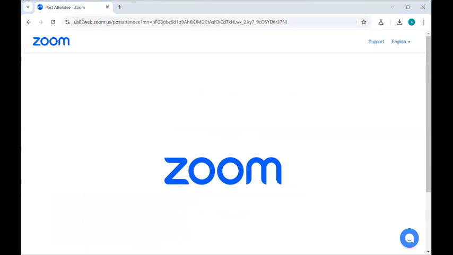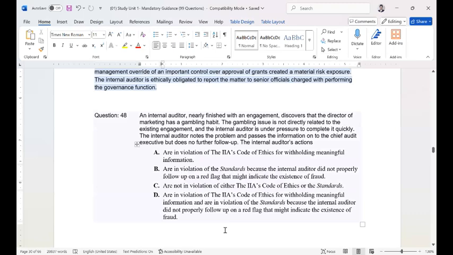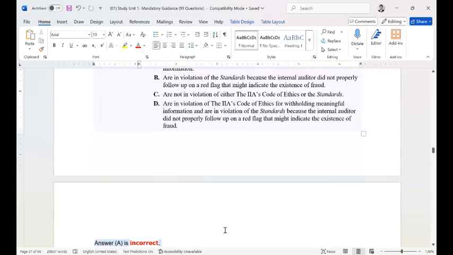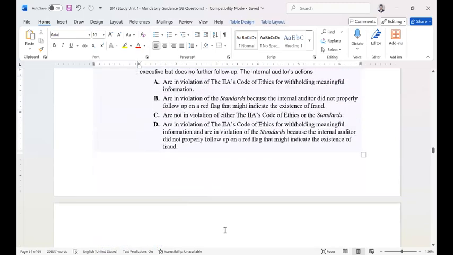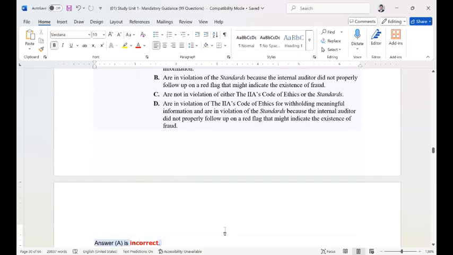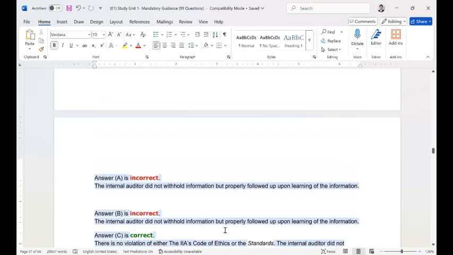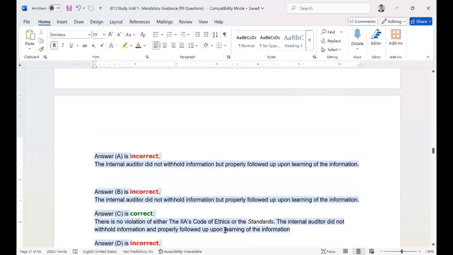But it passes information on to the chief audit executive, but does no further follow-up. So I suppose he has done his part as a junior auditor, and it's up to the CIA, chief internal auditor, the head of the department, now to come and say, okay, do this, do that. So in that sense, directly, I suppose he has not violated the code of ethics or standards. So I suppose that is the thinking, right? There is no violation here.